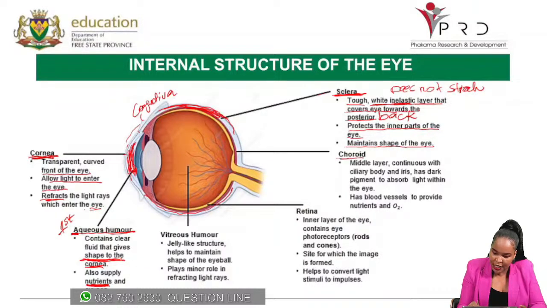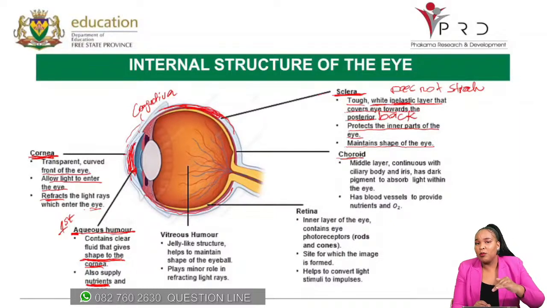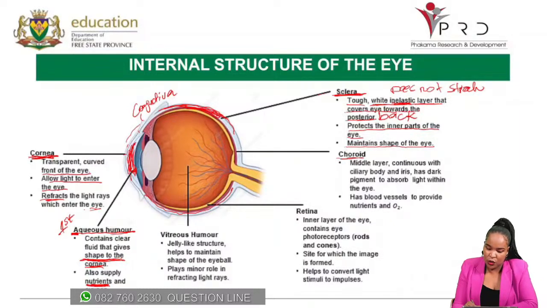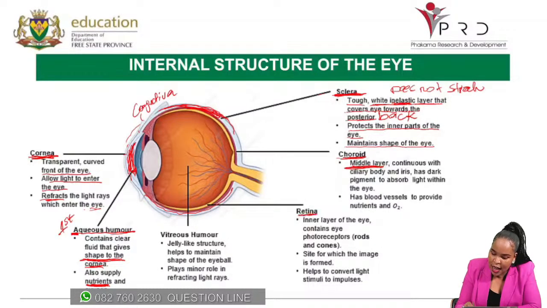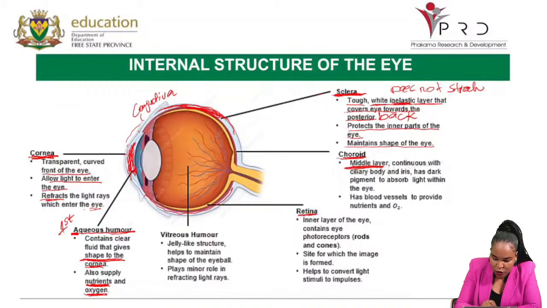the choroid. Remember we said there is a space that is filled with muscles here, just on top of the retina. So this one is the middle layer. Middle layer, because the top layer is the sclera, the middle one is the choroid, and then the inner one is the retina. So the middle layer is continuous with the ciliary body. So it comes from here, from the ciliary bodies. It has so many blood vessels. So these blood vessels are going to provide the eye with nutrients and carbon dioxide.